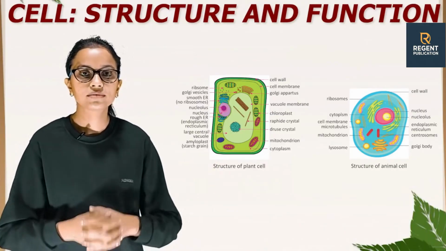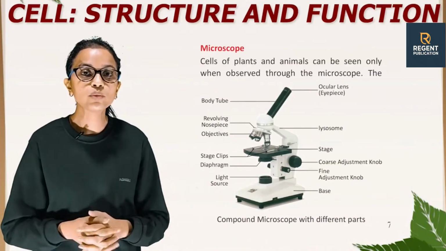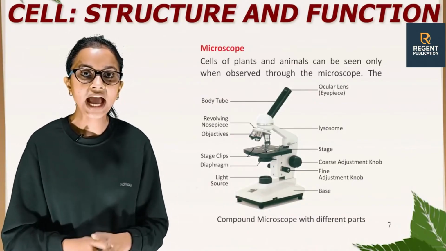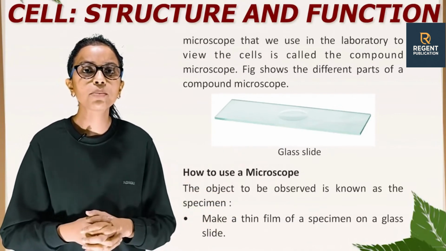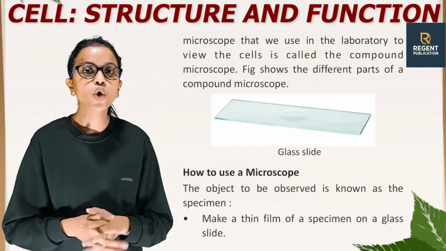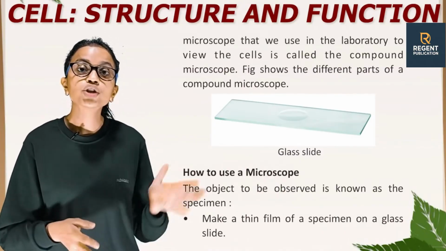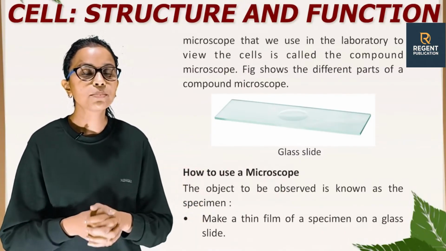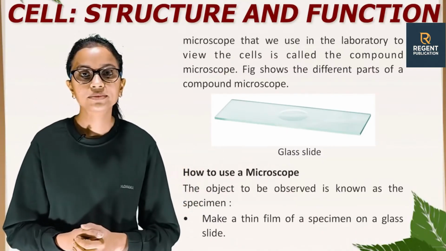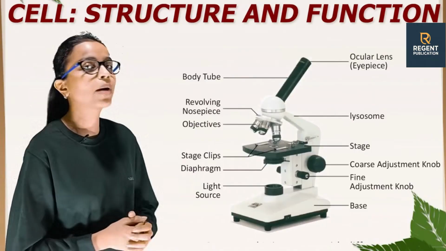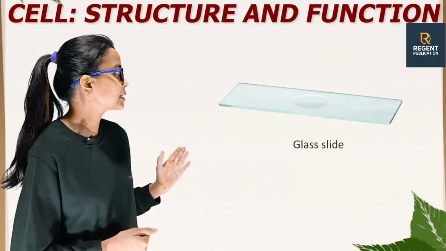So go through it. Microscope. Cells of plants and animals can be seen only when observed through the microscope, as we all know. The microscope that we use in the laboratory to view the cells is called the compound microscope. Figure shows the different parts of the compound microscope. And this is the picture of a glass slide. This is the picture of a compound microscope showing different parts of it, and this is a glass slide.